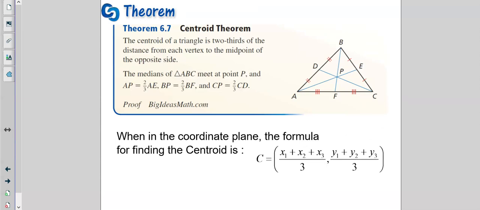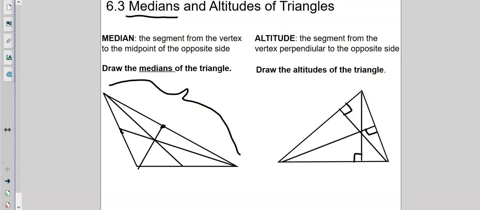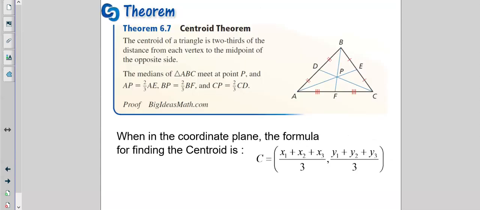The centroid theorem, okay? The centroid of a triangle is 2/3 of the distance from each vertex to the midpoint of the opposite side. We'll get into the actual practical application of it, okay? But the centroid, the medians meet at point P. So if we look back here, I was roughing it, but you can tell they meet right there, okay? So the medians meet at point P.